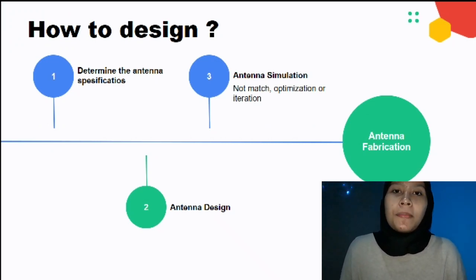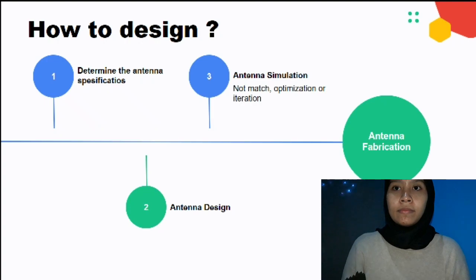First, determine the antenna specification. Number 2, antenna design. Number 3, antenna simulation. If the antenna design doesn't match, it must be optimized or iterated, and then antenna fabrication.